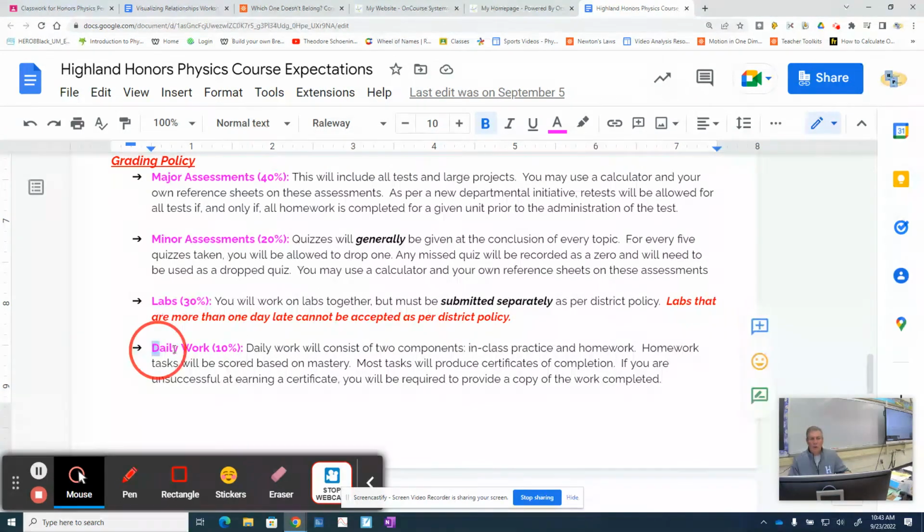So please, I emphasize that you have your children complete the labs accurately, thoroughly, and on time. We also have daily work, which will constitute 10%, and that will just basically reward the students for doing what they're supposed to do on a daily basis. And that is our grading policy.